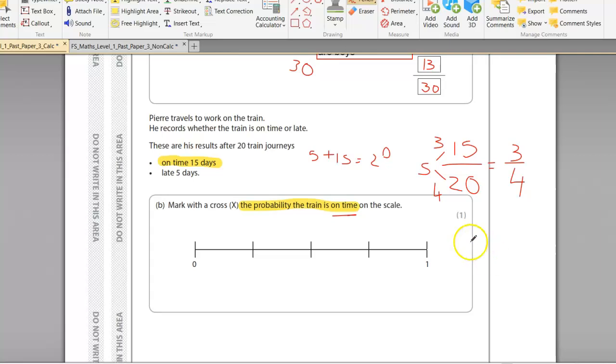And 3/4 as a decimal, if you wanted to do it as a decimal on your calculator, 3 divided by 4 is 0.75.